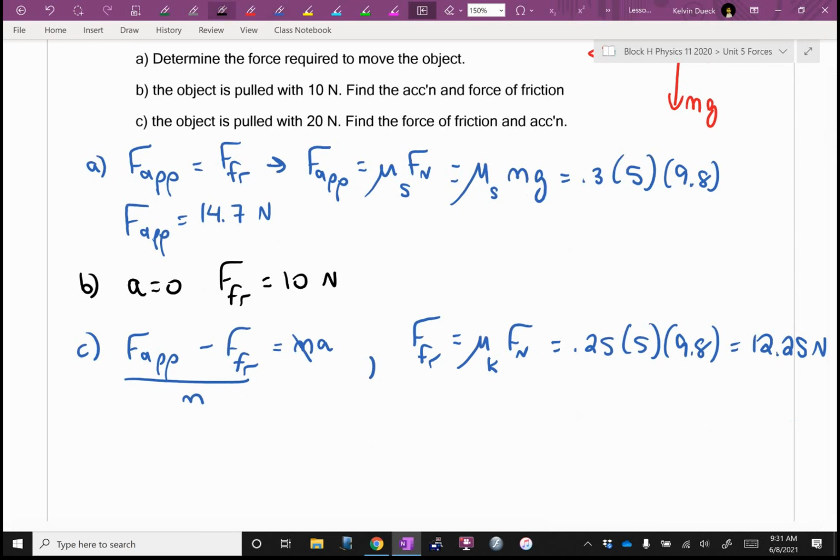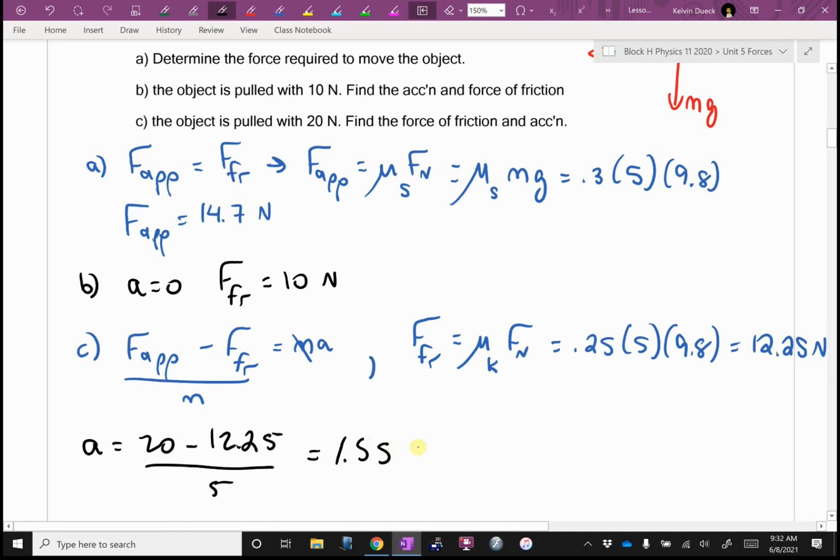How big is the applied force in part C? 20, minus how big is friction? 12.25, no longer 14.7, divided by 5. I can do that in my head. 7.75 divided by 5. What's an easy way to divide by 5? Divide by 10 and then double it. So 0.775, double it. 1.55. And that's an acceleration, in meters per second squared.